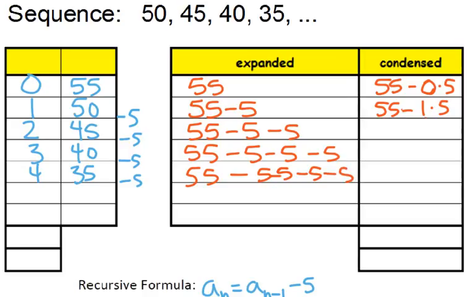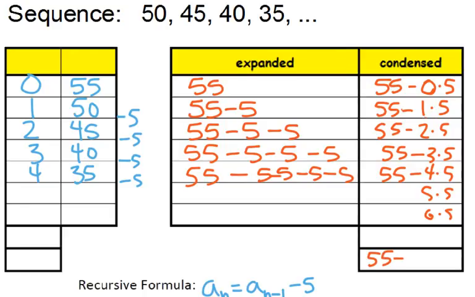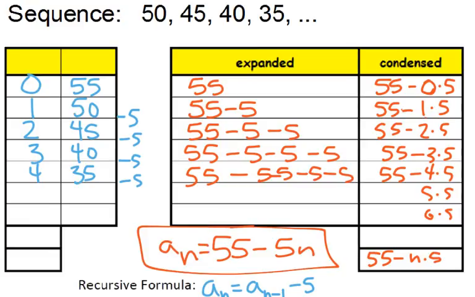Okay, so this would be 2 times 5, 3 times 5, 4 times 5, then 5 times 5, then 6 times 5, till we get 55 minus n times 5, which we'll rewrite as 55 minus 5n. That would be our explicit equation. Notice we don't have any a sub n minus 1 because we're not dealing with the previous. This n stands for that guy. Okay?